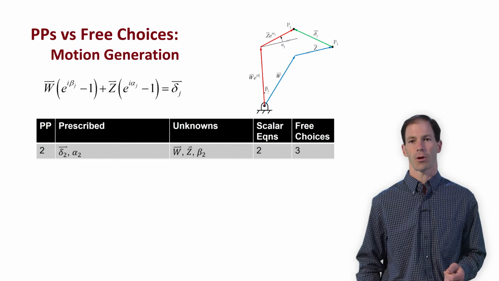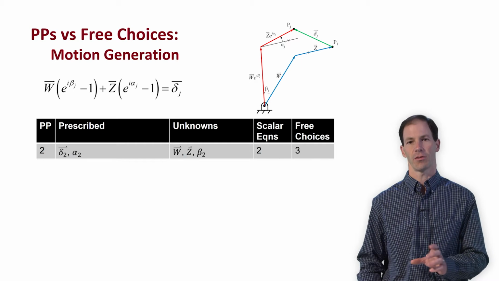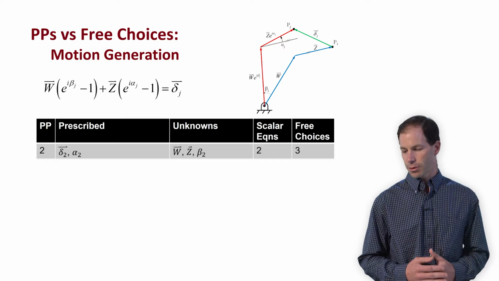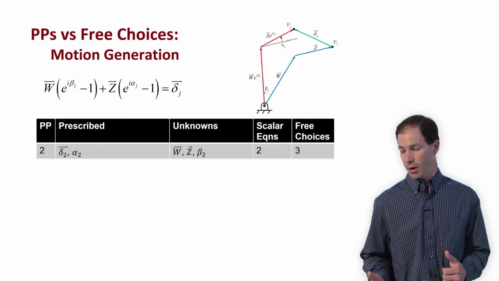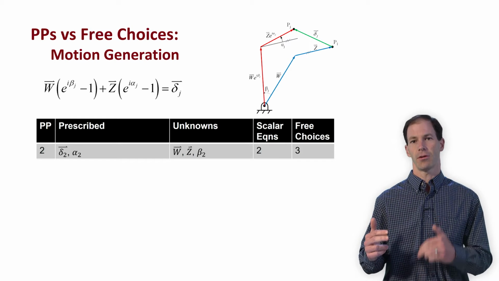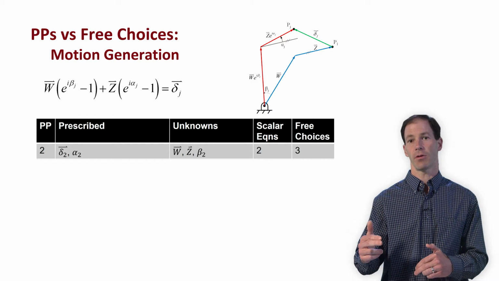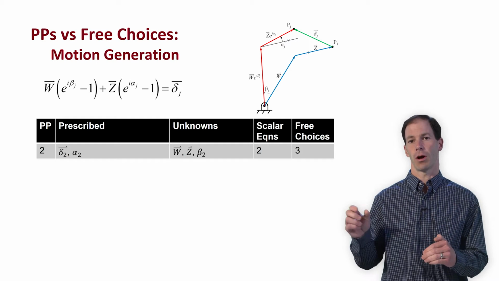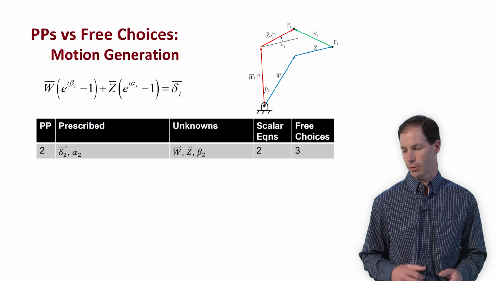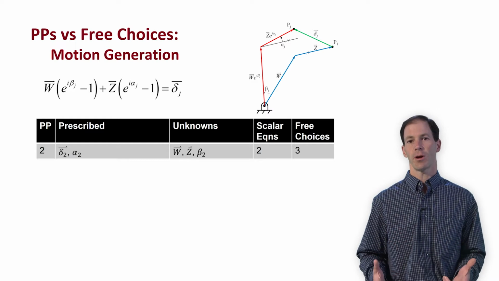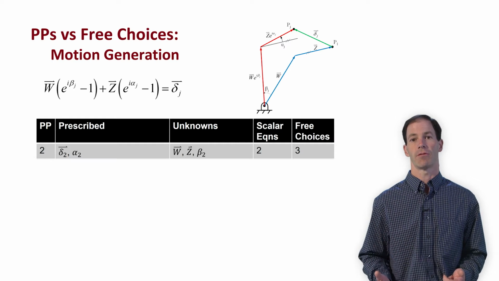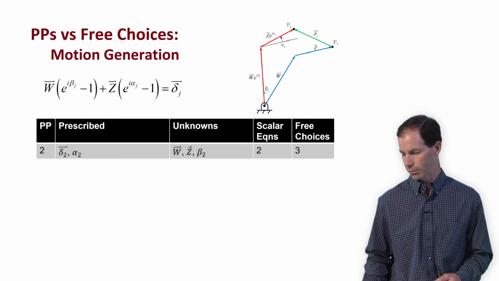And in this case, we're prescribing a displacement vector for a motion generation case, as well as the rotation of the coupler. And then I end up with that prescribed information. My unknowns are the link or the vector that's pinned to ground, which goes up to the moving pivot, the W vector, and then the Z vector going from that moving pivot up to the precision point. Those two are unknown, as well as the rotation of the input link, the beta 2 angle. So because we have one vector loop equation, that's the equivalent of 2 scalar equations, and we then end up with 3 free choices to solve this system of equations.